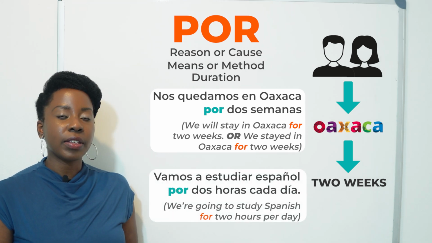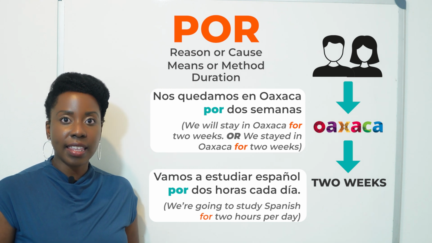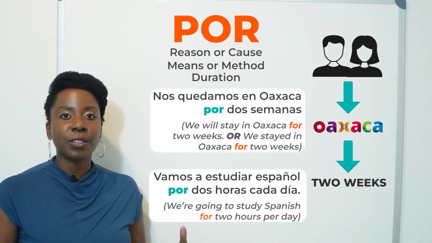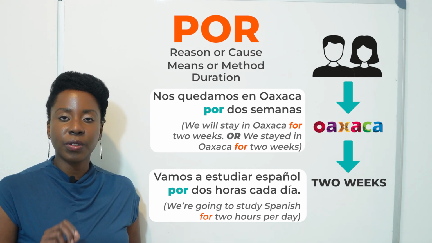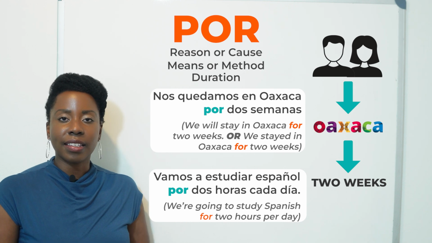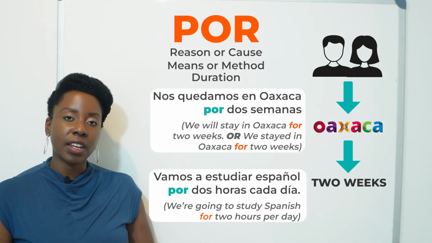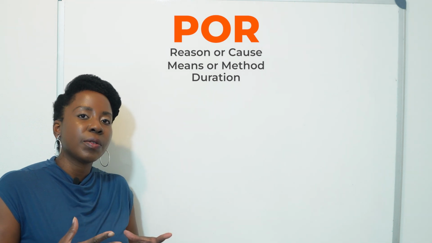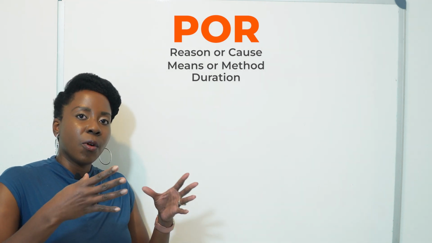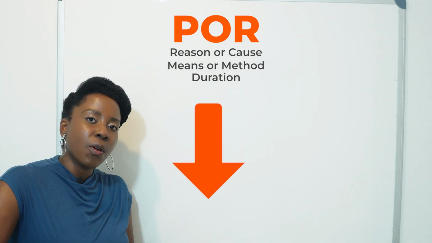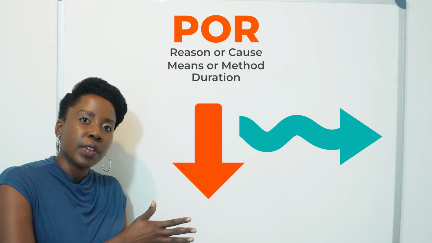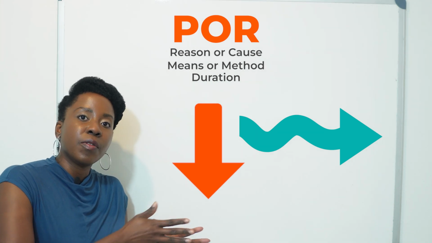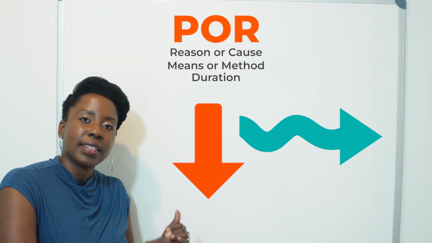Vamos a estudiar español por 2 horas cada día. This is the time frame, the duration that they'll be studying Spanish each day. So again, in all of these situations, we can think of por more as that downward arrow, or that arrow that is moving us through a certain movement in space at the present time.